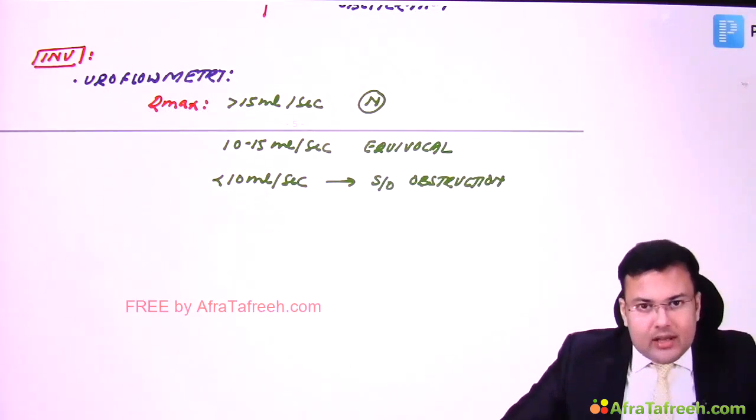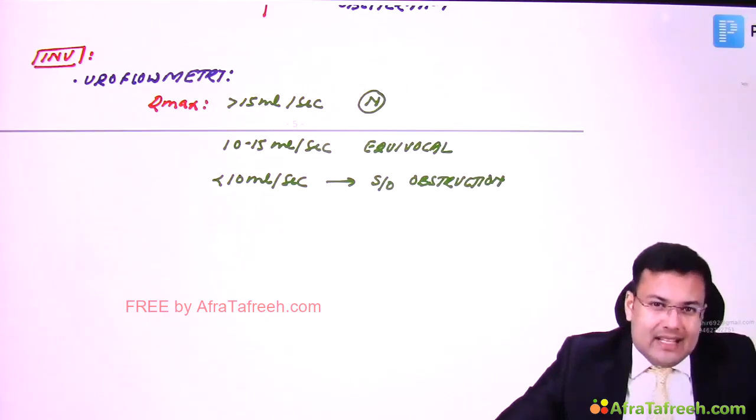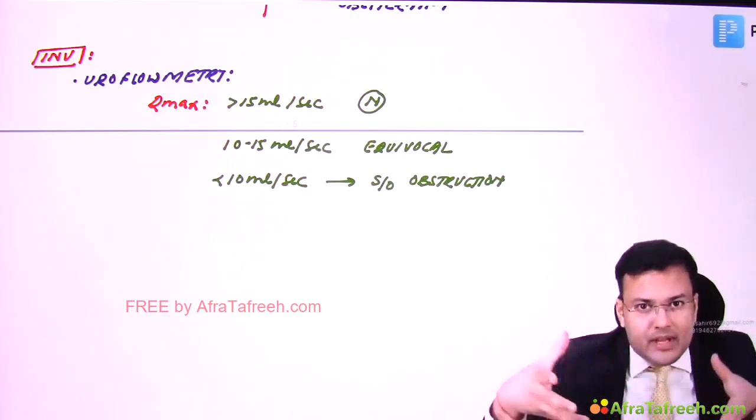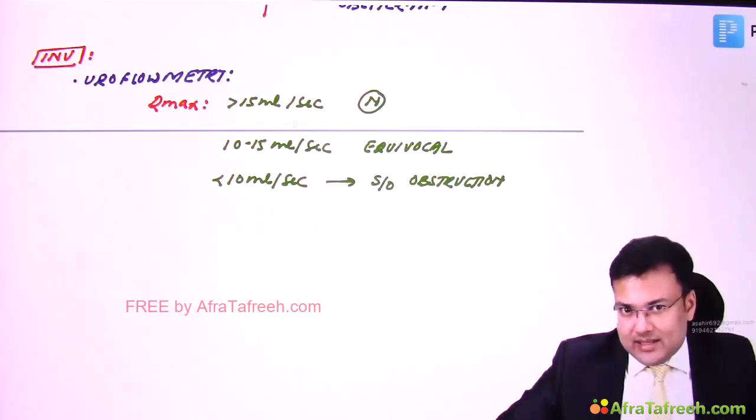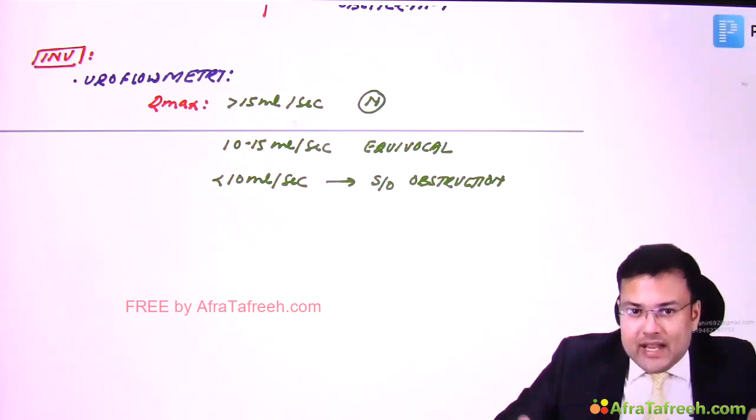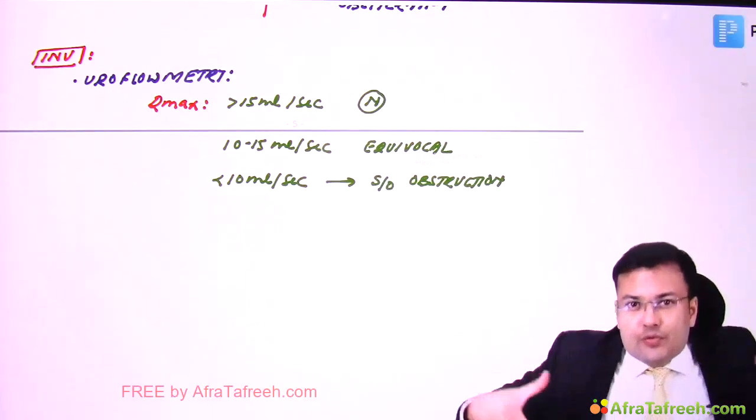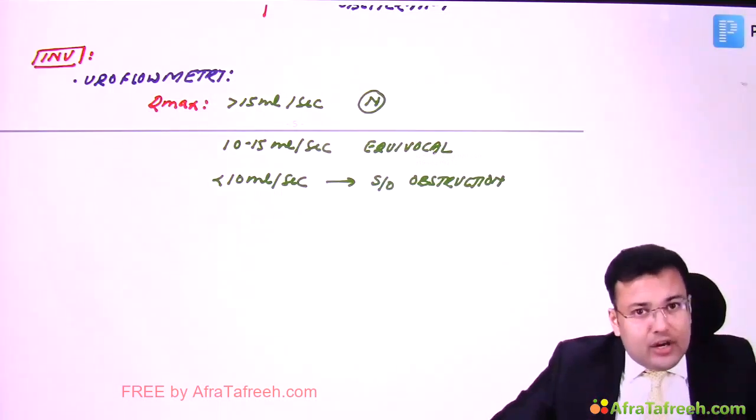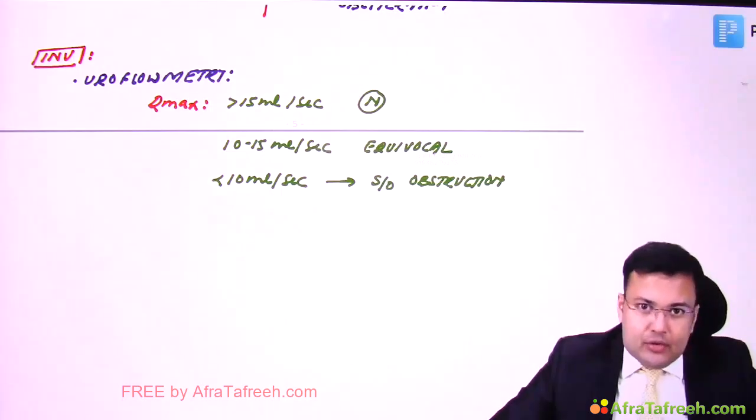Why? Because in BPH also Qmax can be less than 10 ml per second, and in patients who are having neurogenic bladder, it can also be less than 10 ml per second. What is the problem in neurogenic bladder? First, see BPH. In BPH there is obstruction, but the bladder is contracting against the resistance. So bladder pressure is very high, but Qmax is low. In neurogenic bladder, there is no force generated by the bladder, so there is no pressure. And because there is no pressure, Qmax is low.